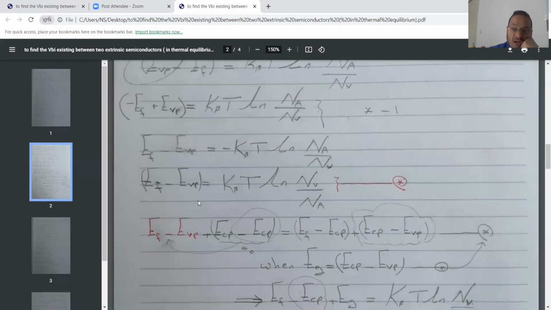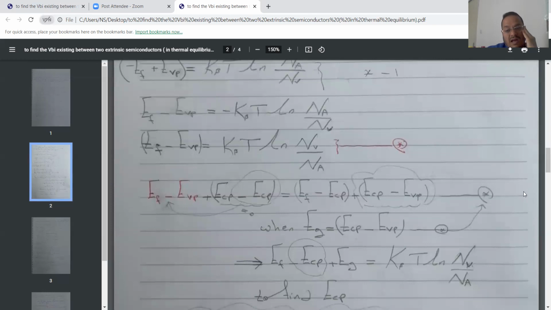Here we will do another math trick to make this equation easier and more simple. We will put the conduction energy band minus the conduction energy band. As we know, the result of this bracket equals 0. That means after that I will replace this element again, okay? I will put the Fermi energy level minus the conduction band together, plus the conduction band minus the valence energy band.